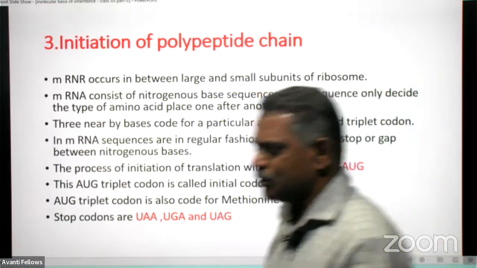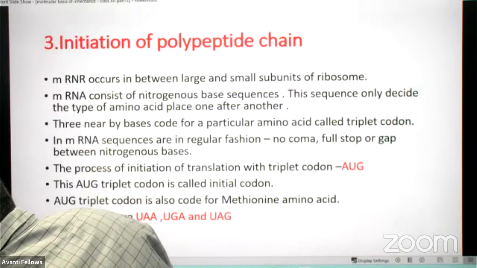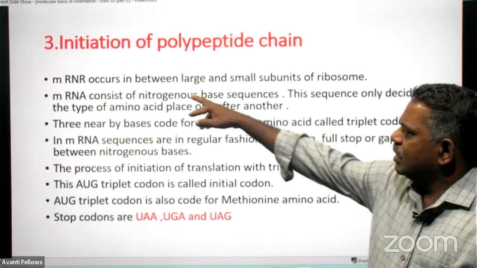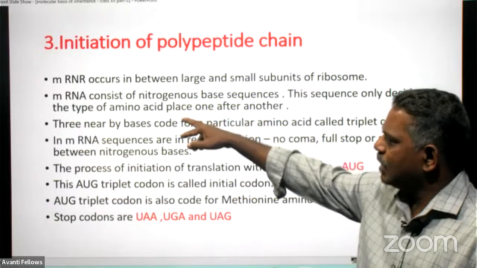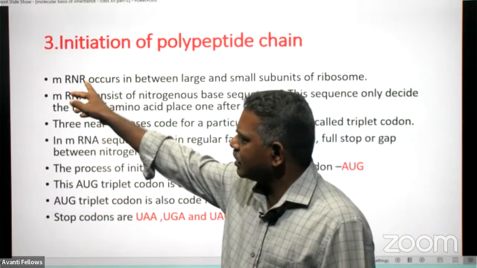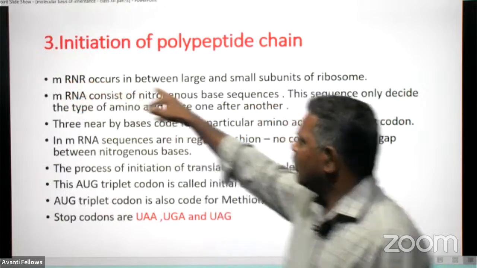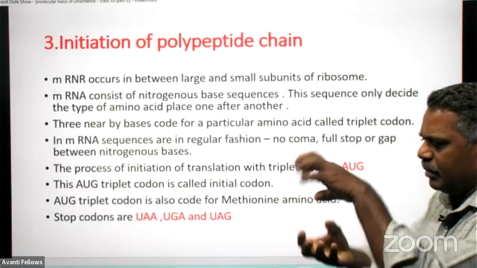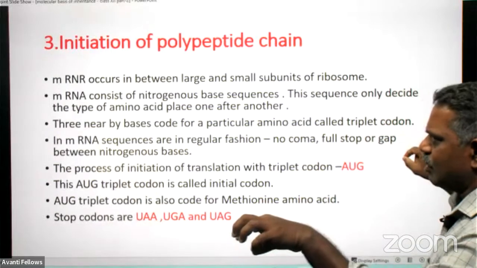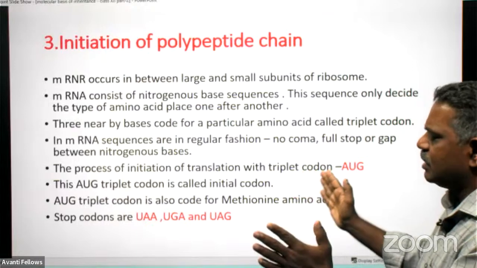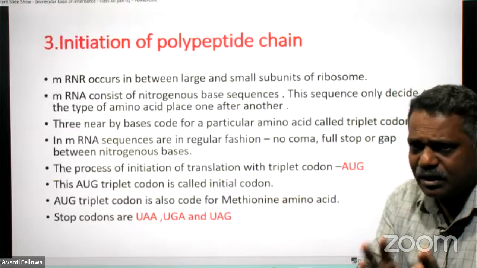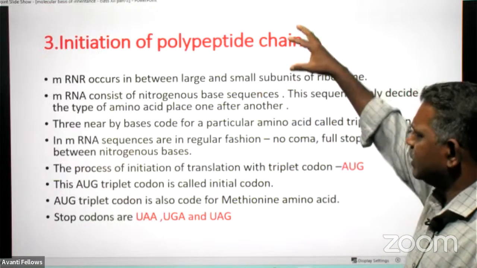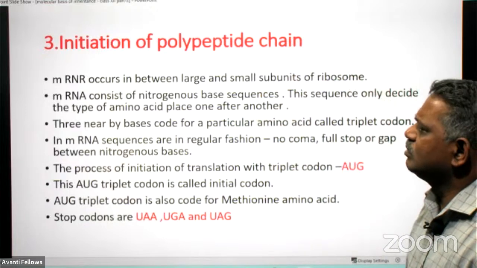Starting of polypeptide chain, mRNA only, not rRNA. mRNA occurs in between the large and small subunit of the ribosome. In between, mRNA is very elongated. In that only, the message is given regarding which type of amino acids will be placed, and it occurs between the large and small subunit of the ribosome.